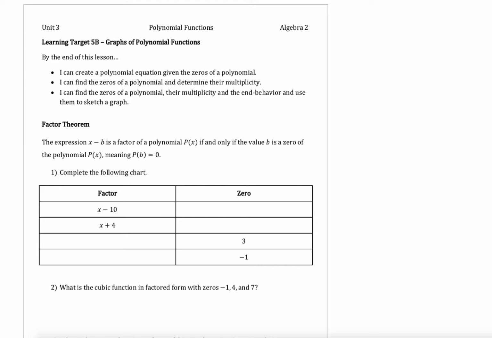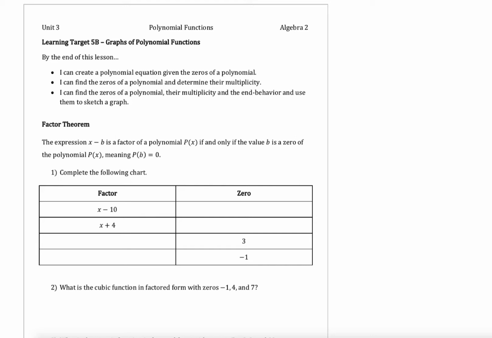And lastly, we'll look at some gigantic graph examples where we're finding the zeros of the polynomial, their multiplicity, determining the end behavior for that graph, and then using all that information to help sketch a graph. So in learning target 5a and 5b, ultimately we're combining the same concepts together to build up to some of our gigantic examples that we're going to see at the end. We have a couple new concepts to talk about before we can look at graphing any polynomial.